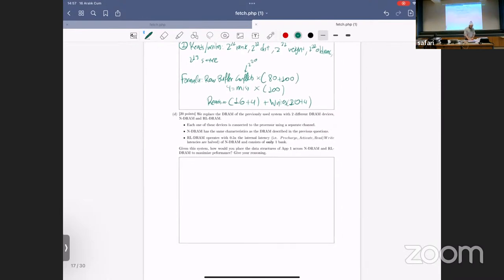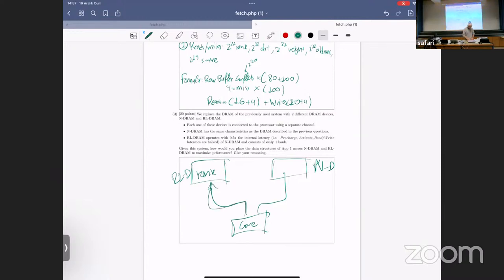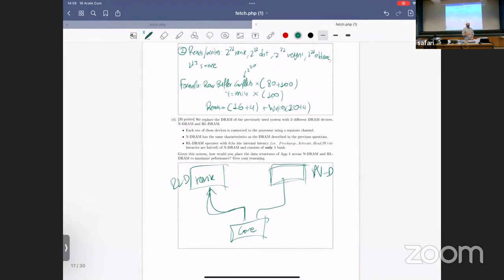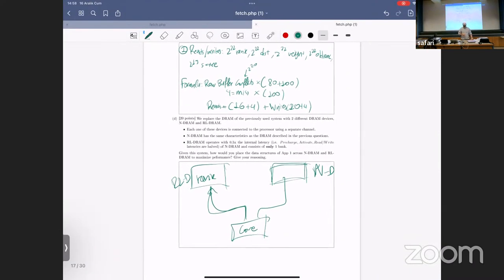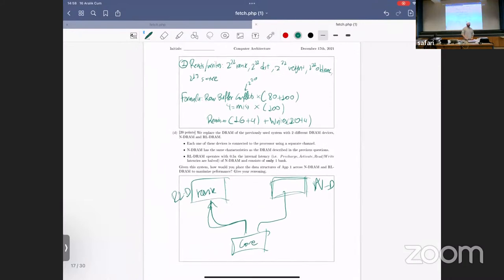So let's say that this is the processor, the core, and we have these two channels. Here we have RL DRAM, and here we have NDRAM. Here we would place the irregularly accessed data structure, as correctly mentioned. We would send the request and benefit from a lower latency, and in the other four banks, we would place each one of the other four data structures of the application, which is okay. This is an easier, qualitative question. Does anyone have any questions on that?